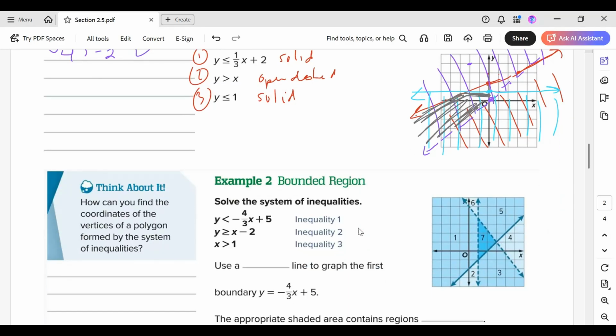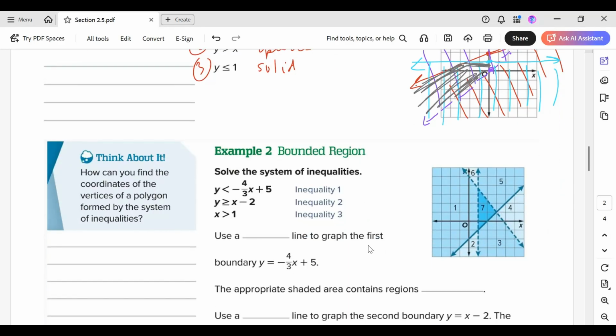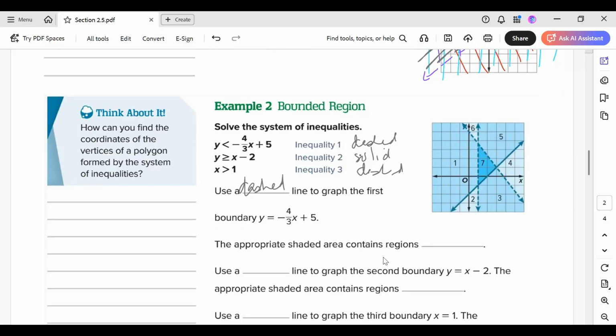In example 2, a bounded region. So it says graph the system of inequalities, and they gave us 3 inequalities. The first one we notice is dashed. The second one is going to be a solid line, and the third one is going to be a dashed line. So again, for the first one, use a dashed line to graph the first boundary, and then shade the appropriate regions.